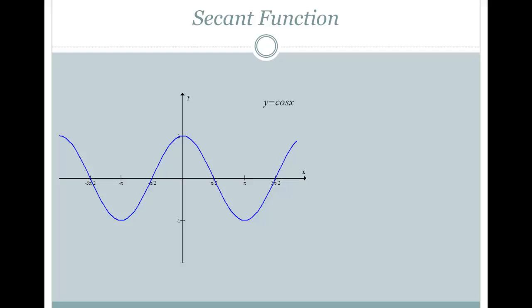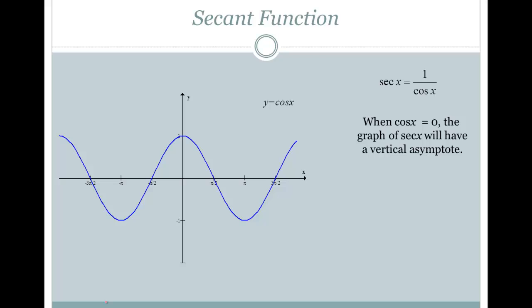Let's look at secant. The secant function, again, we're going to start with the cosine function. The secant function is 1 over cosine of x. So again, we're still going to have vertical asymptotes when cosine of x is equal to 0. Again, can't have division by 0. So if we put those in there.